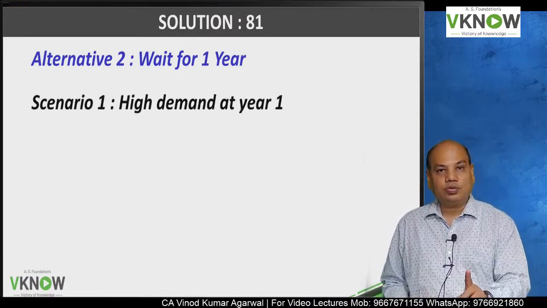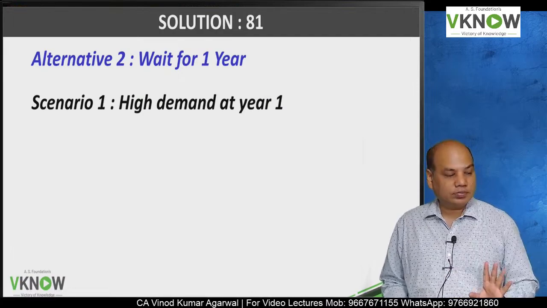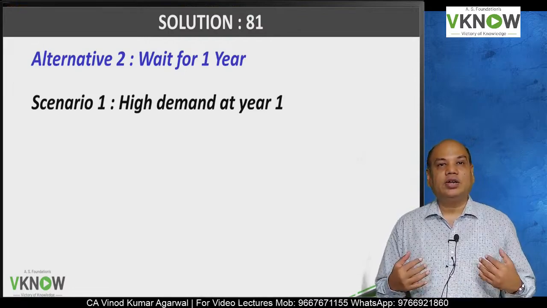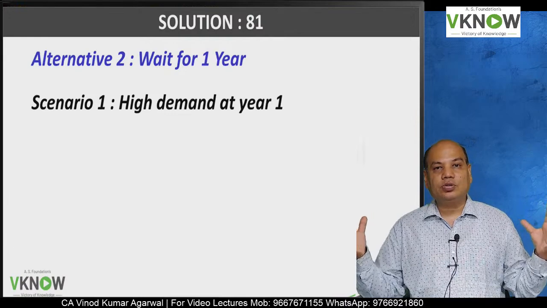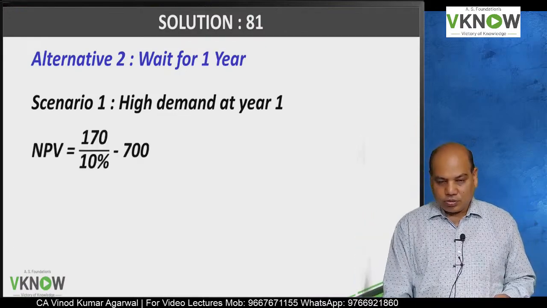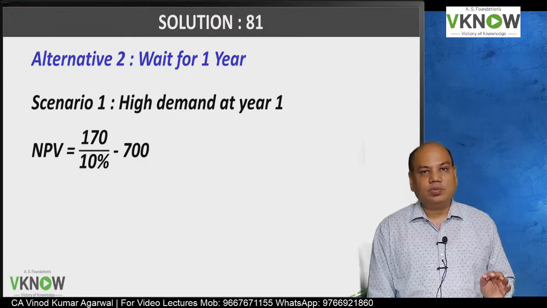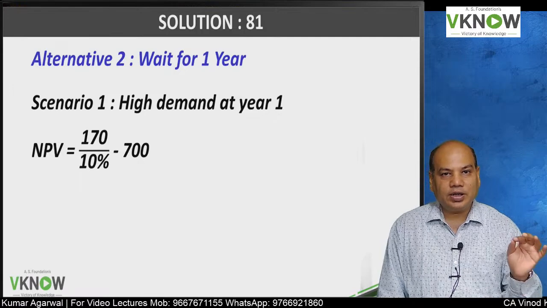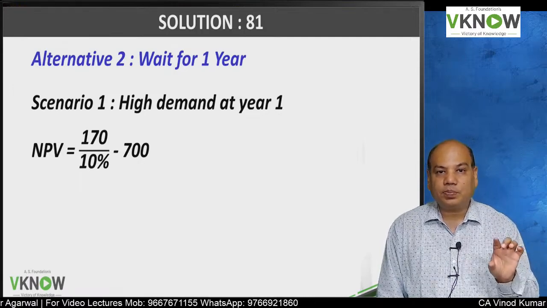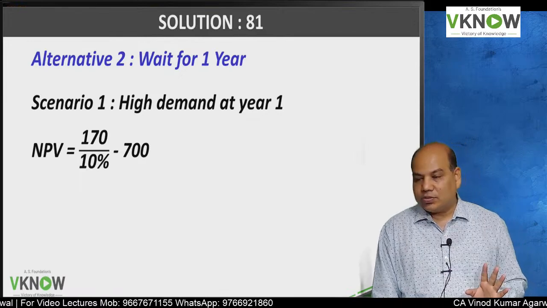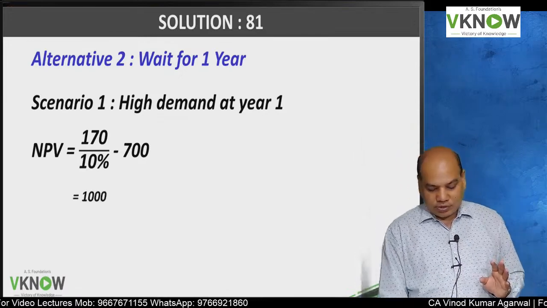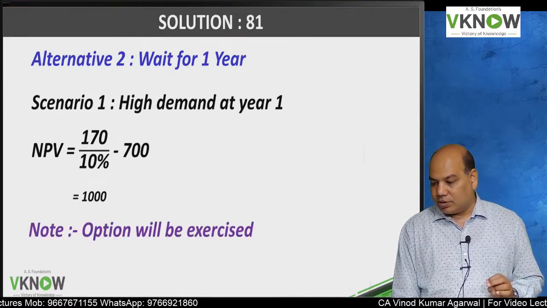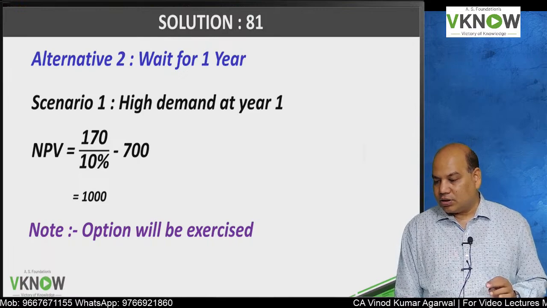Write down scenario 1. High demand at the end of year 1. We find that the demand for the product is going to be high. If the demand is going to be high, my NPV will be equal to annual cash flow 170 per annum divided by 10%, which gives you the PV of perpetuity, minus investment of 700. So write down, the answer is 1000.